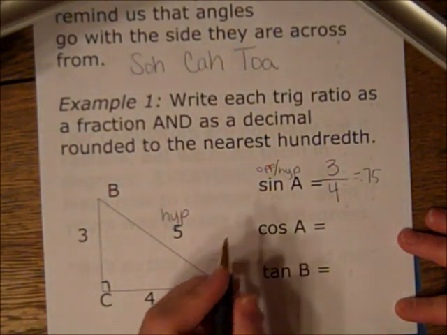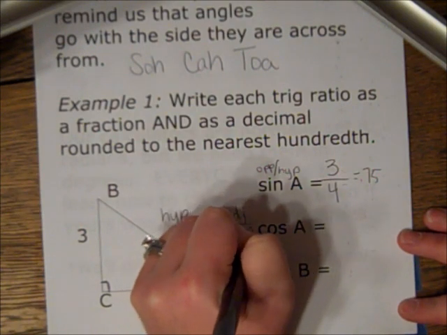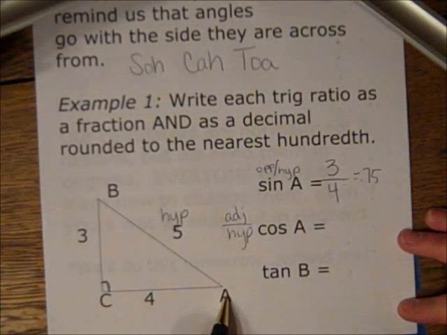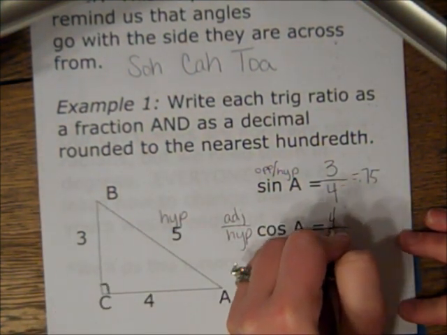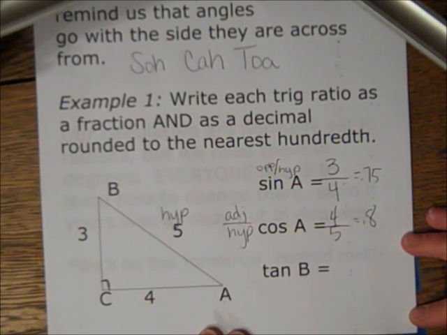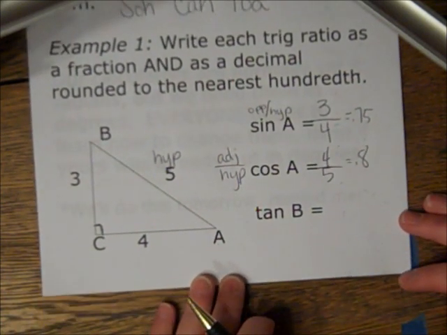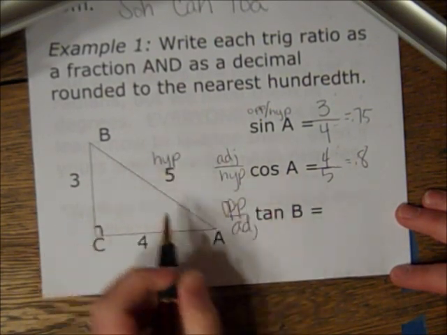Cosine of A. So cosine stands for adjacent over hypotenuse. So we already discussed, according to angle A, 4 is adjacent and 5 would be the hypotenuse. So that's 0.8. Tangent stands for opposite over adjacent.